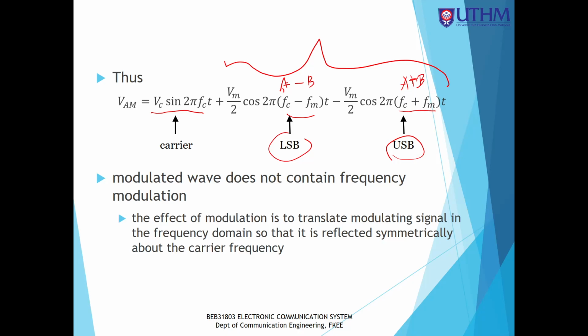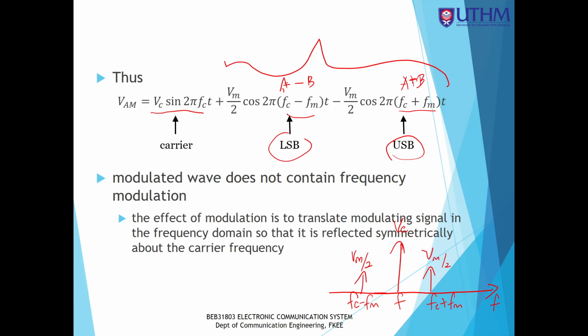Okay, so these equations you can write in terms of frequency domain, which we have 3 components. So we have this one, lower sideband, carrier, and also the upper sideband. Okay, so this is Fc minus Fm. This is Fc plus Fm. This is the carrier at the middle. Okay, and regarding the amplitude, this is Vm/2. And the amplitude of the carrier is Vc.